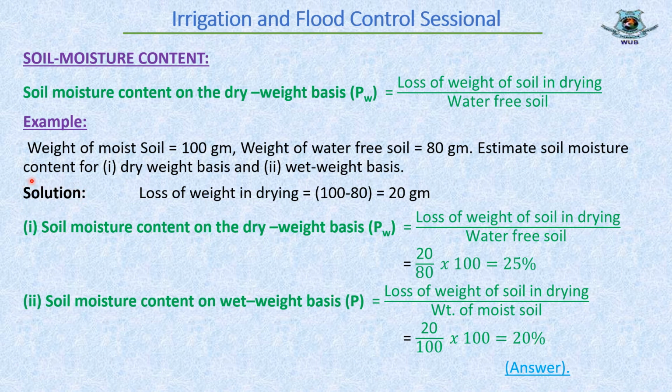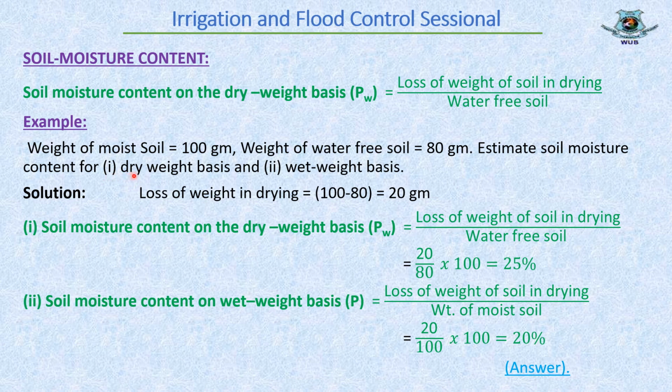Let's try to solve this question. First, loss of weight in drying equals 100 minus 80, equal to 20 gram. Actually, 100 is the moist weight. That means this weight includes the weight of water and the weight of soil. After drying, the weight stands at 80 gram. So what is the loss amount? The loss amount is 100 gram minus 80 gram, equal to 20 gram. Actually, this loss amount is the weight of water or moisture.